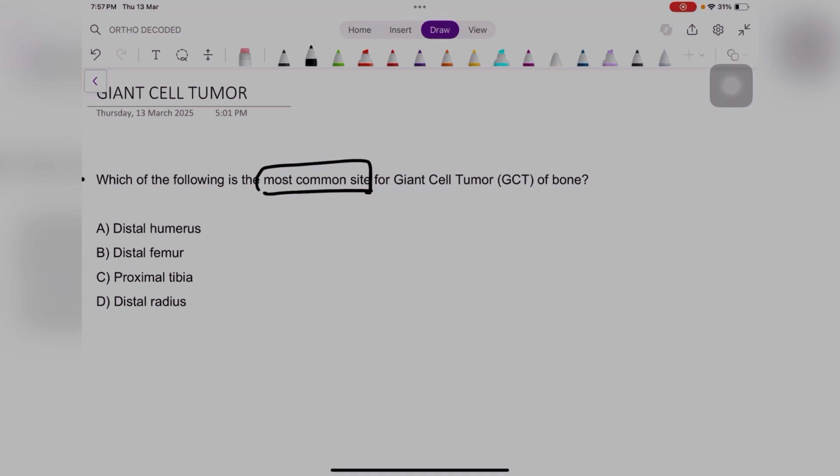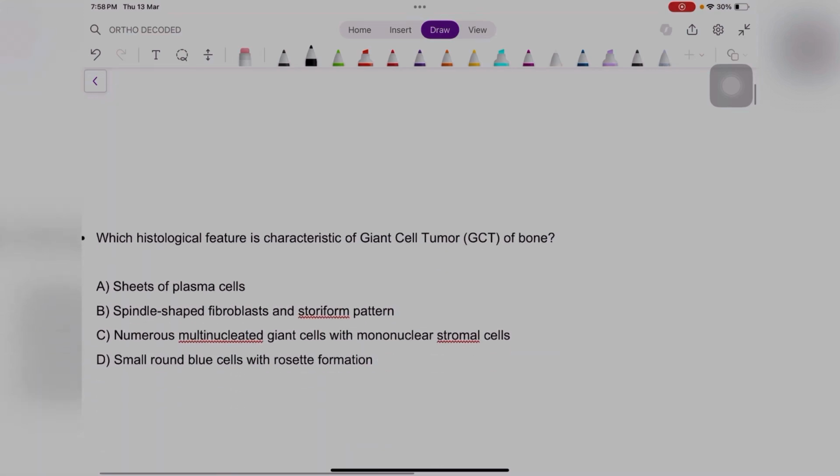And then what you should say is, what tumor are they talking about? They are talking about the giant cell tumor. So as we discussed earlier, what is the most common site? Let us go through the options. They have given us distal humerus, distal femur, proximal tibia and distal radius. So I think you all know what the answer is. The answer for this question is nothing but distal femur. The order of most common is distal femur, followed by proximal tibia, followed by distal radius, followed by sacrum. Distal humerus is also a site, but it is not very common.